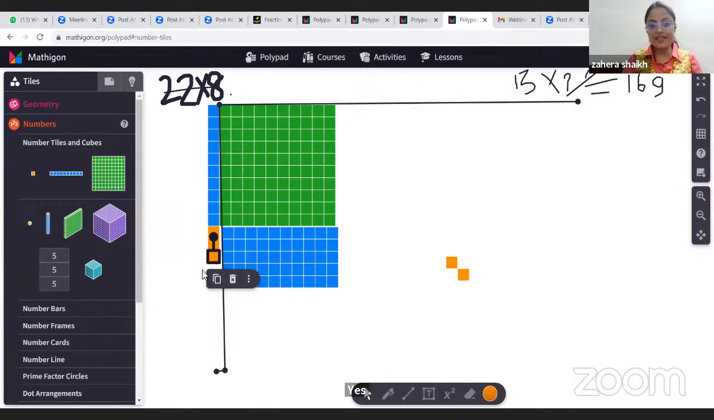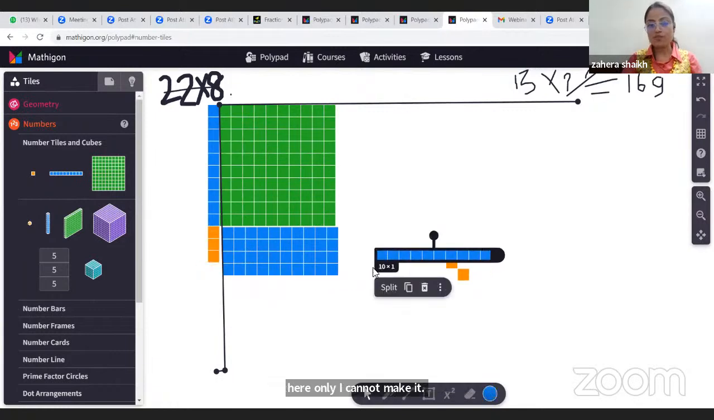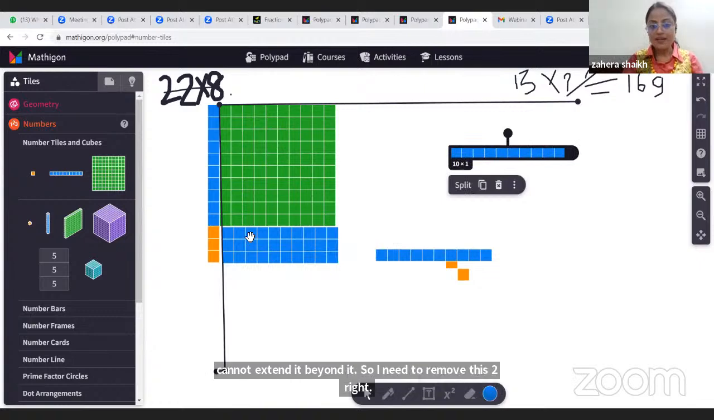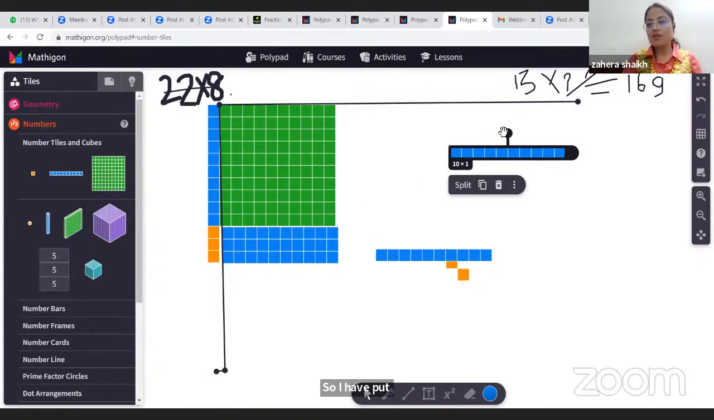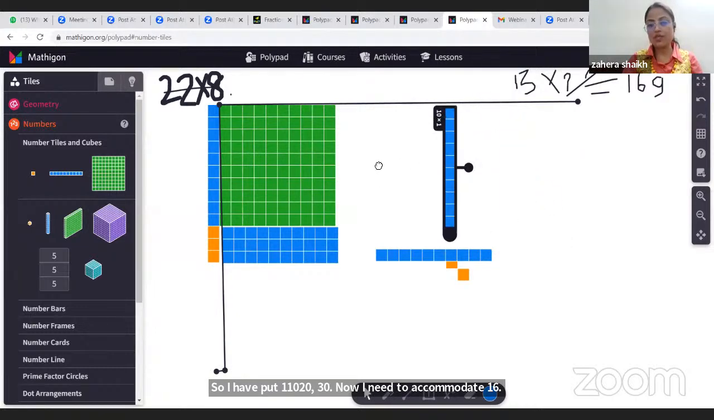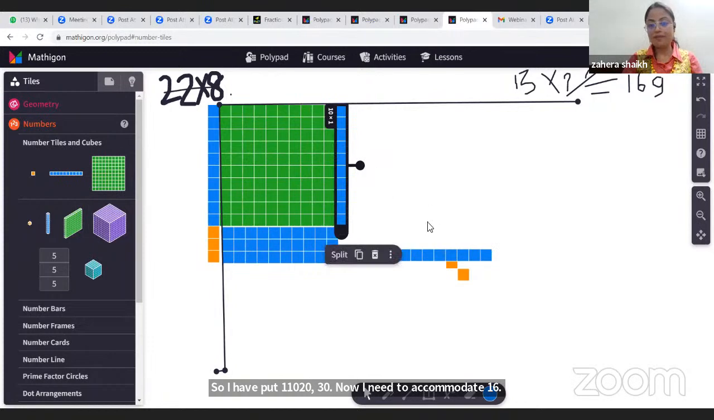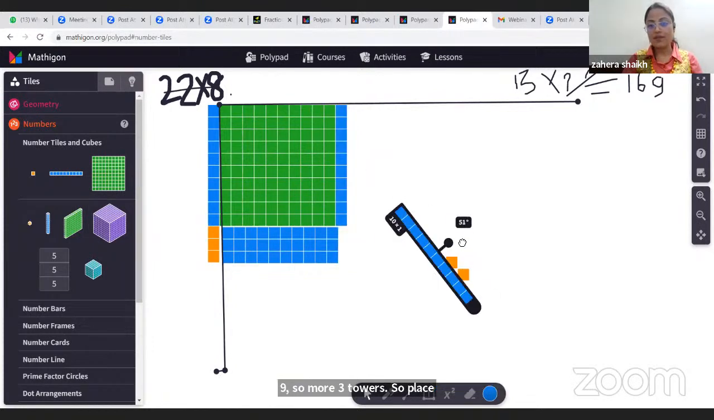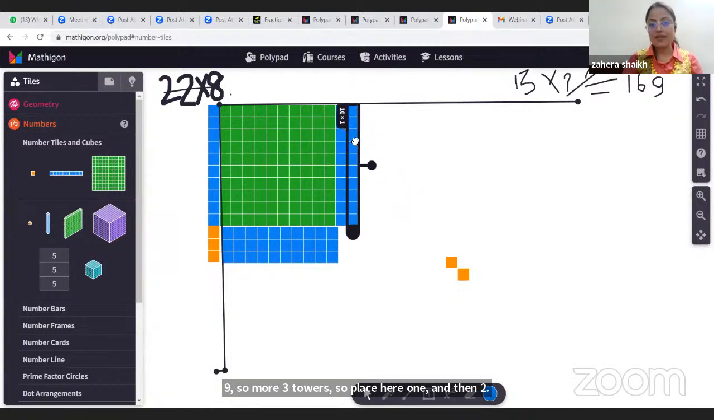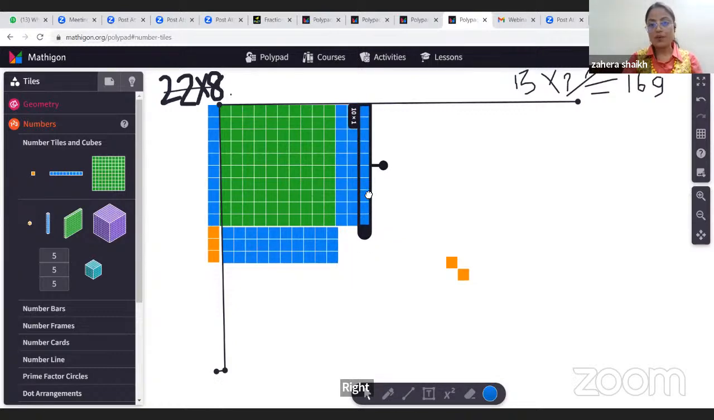Now I can see that this area should be covered till here only. I cannot extend it beyond that, so I need to remove these 2. See, I have put 100, 10, 20, 30. Now I need to accommodate 69. So three more towers. I'll place here 1 and then 2, and one more, 3.